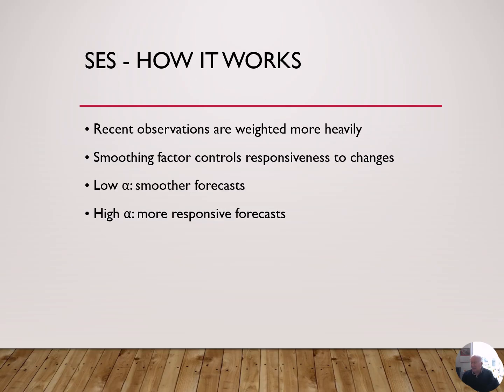So how does SES work? We look at the recent observations, and they're weighted more heavily than previous observations or observations from a long time ago. The smoothing factor controls the responsiveness to changes: the lower the alpha, the smoother the forecast, and a high alpha means it's going to be more responsive to the changes.